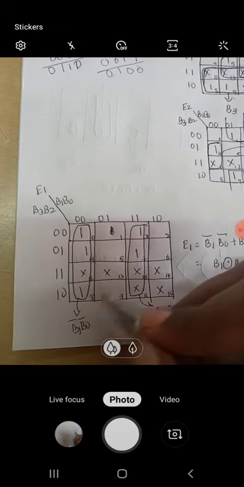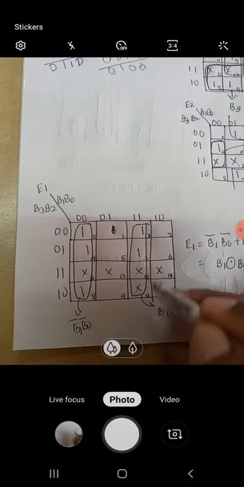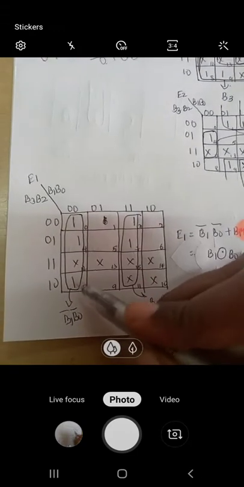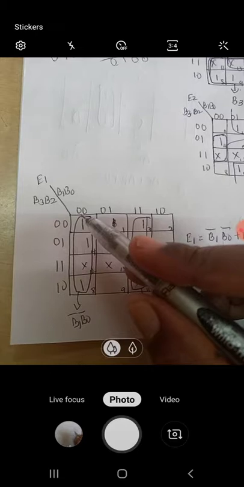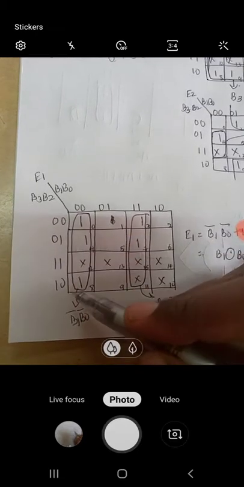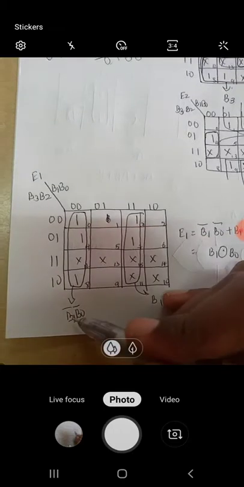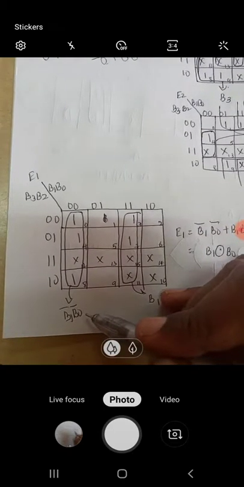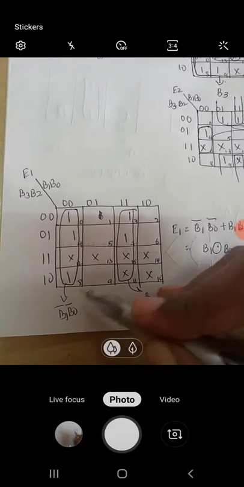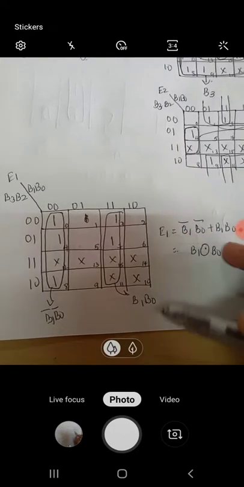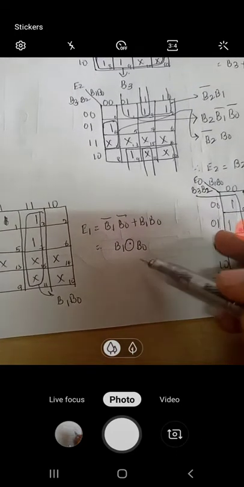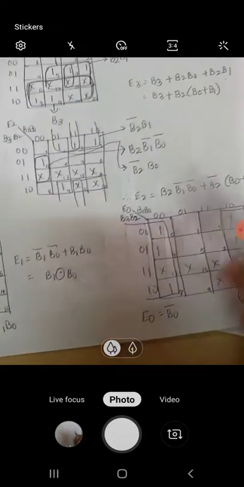Once I do the grouping, I have a quad grouping which is vertical. If I write an expression for this, everything is changing, so only these two will appear: 0 0, so it is B1 bar B0 bar. Similarly this is 1 1, so this is B1 B0. So a consolidated expression is B1 bar B0 bar plus B1 B0. So this is the expression for E1.